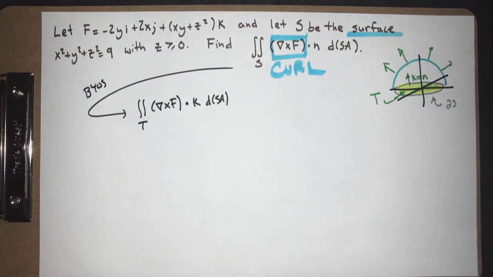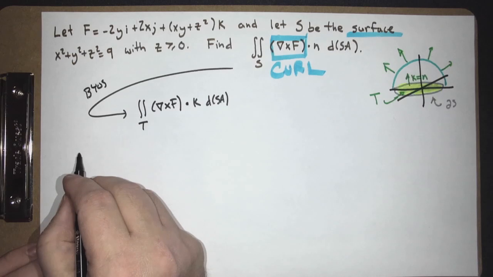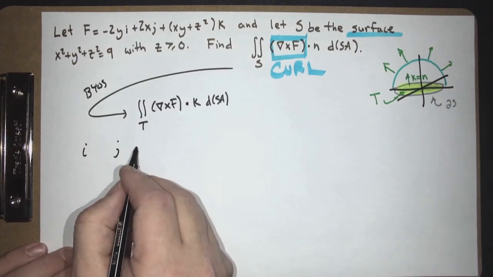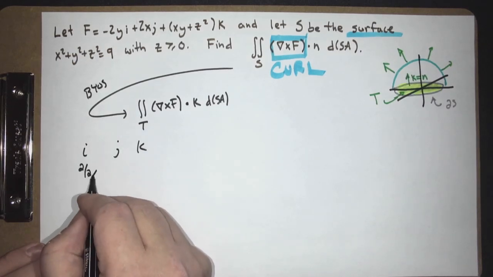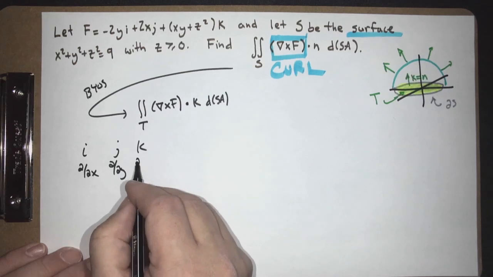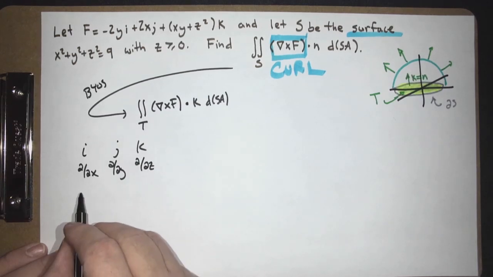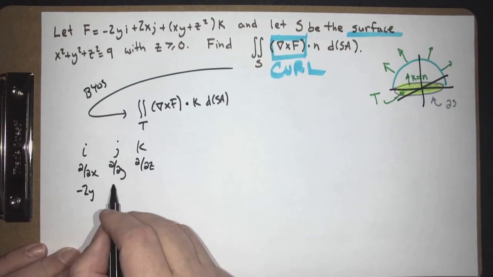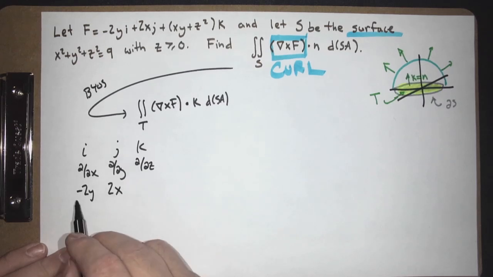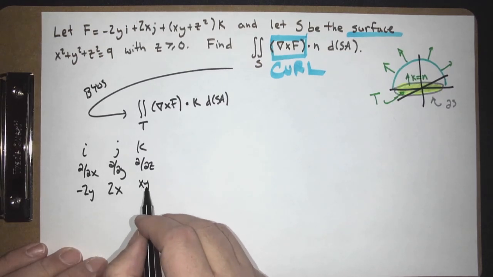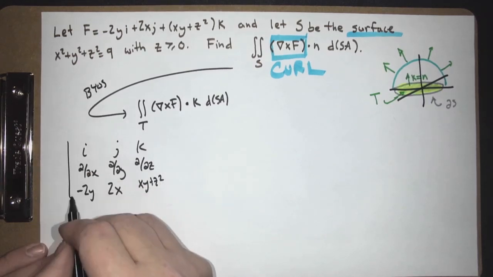All right, well, what's del cross F? Oh, we've got to actually do it. Unfortunately, it's not one of those things you can usually do in your head with a cross product. So we write things down. We have our i, j, k, our partial derivatives. Since we know there's a Stokes problem in our future, we want to get good at taking our curl. 2i minus 2i plus 2x, xy plus z squared.